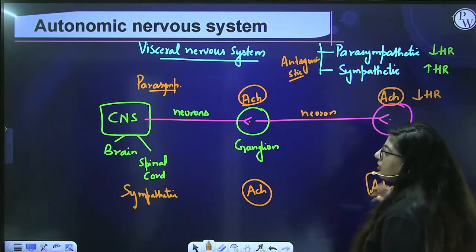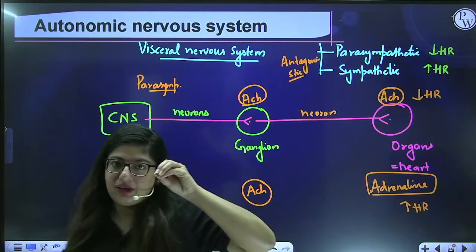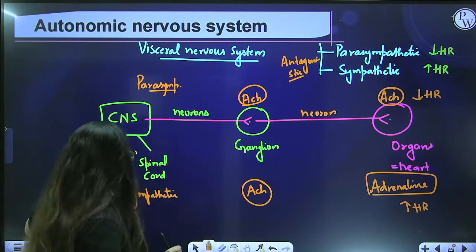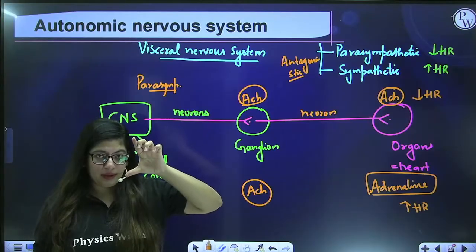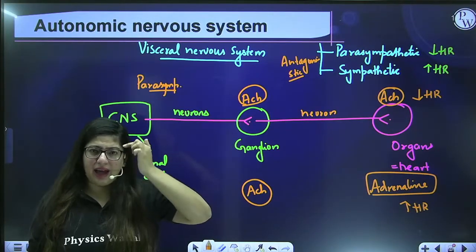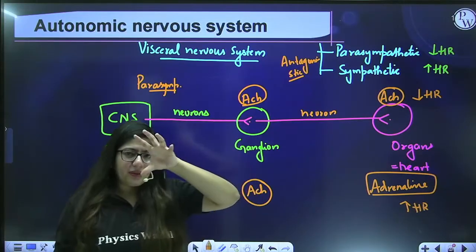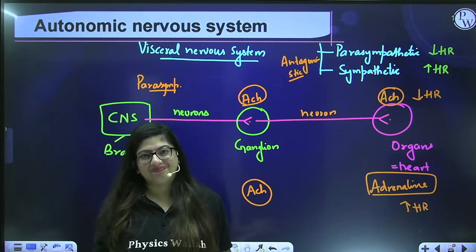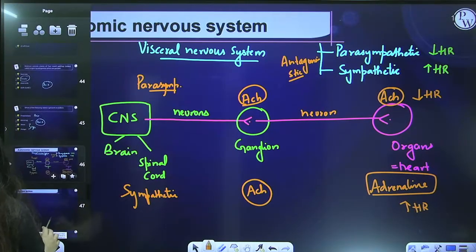Okay, another such example is dilation of the pupil and constriction of the pupil, right? If the sympathetic response goes to your eye, it will cause the dilation of the pupil. You understand the pupil, na? That black thing that is in your eyes. And if parasympathetic comes, it will cause a constriction. All right, okay. So that's about your autonomic nervous system.